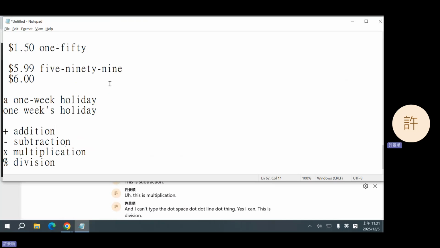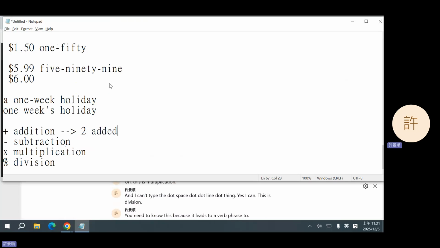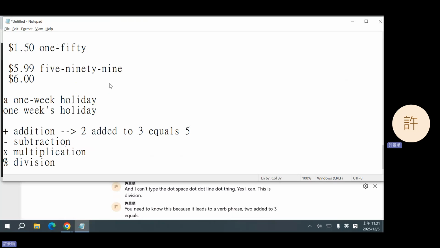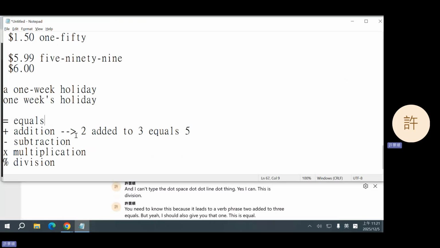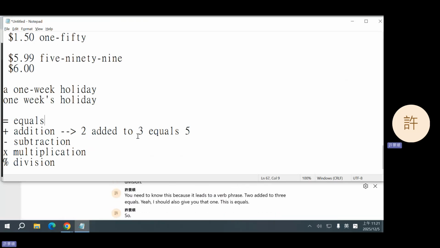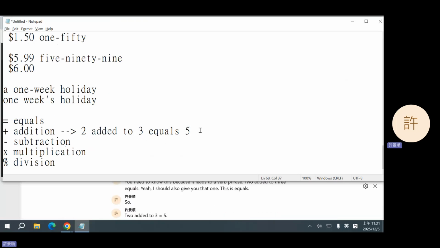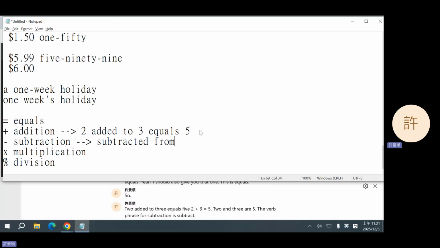You need to know this because it leads to a verb phrase. 2 added to 3 equals 5. Yeah, I should also give you that one. This is equals. So 2 added to 3 equals 5. 2 plus 3 equals 5. 2 and 3 are 5. The verb phrase for subtraction is subtracted from. So you have to reverse this.